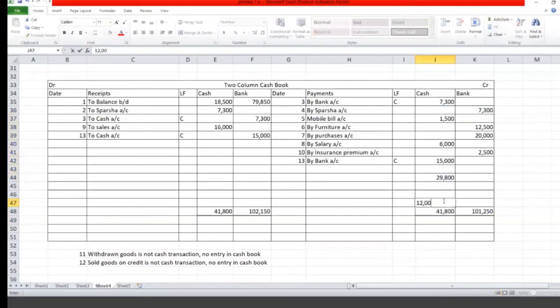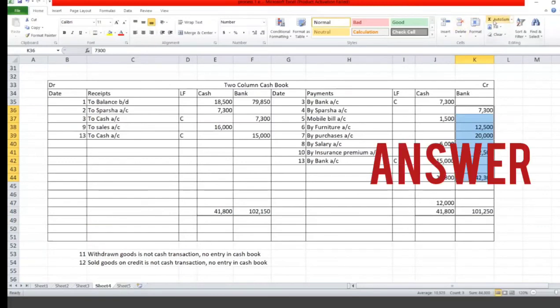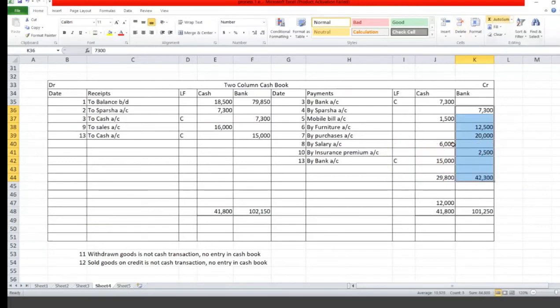12,000 is less, that I have written. 7,300, 12,500, 20,000 and 2,500. What is the total? 42,300. Then the balance 59,850. This is called balance carried down. What was the date? On 30th.